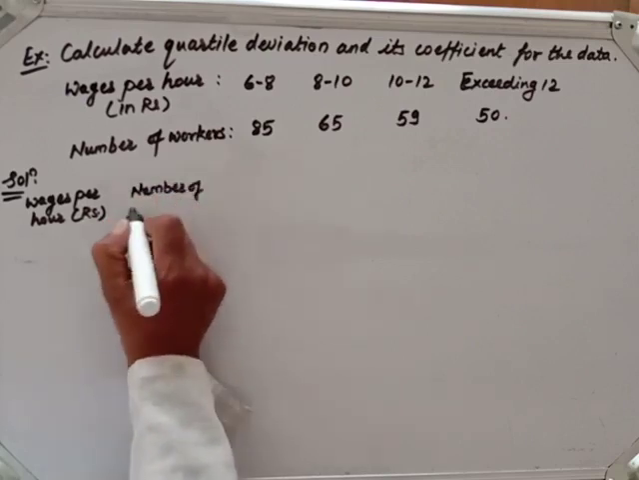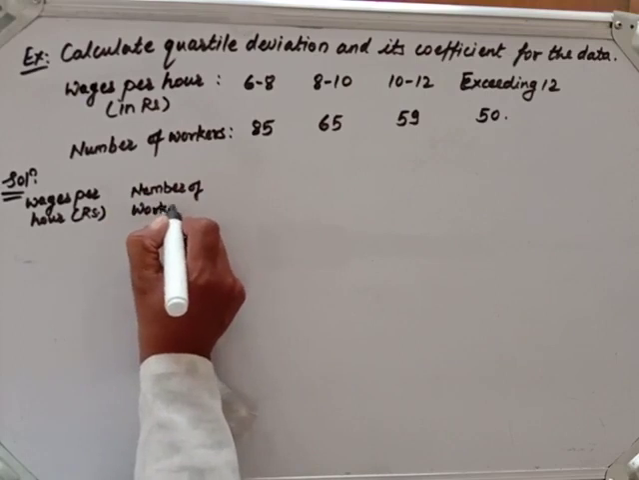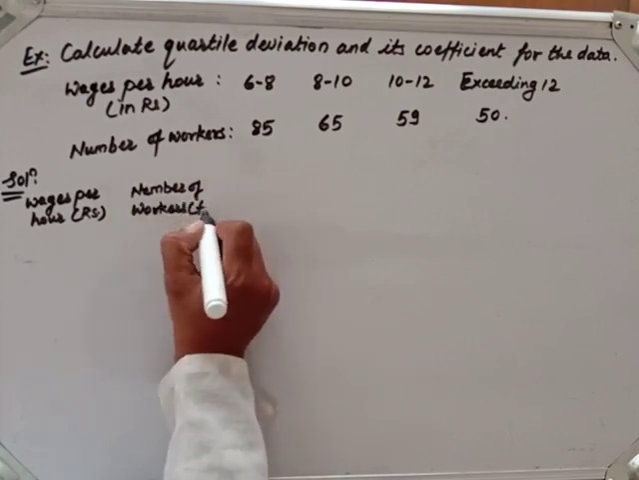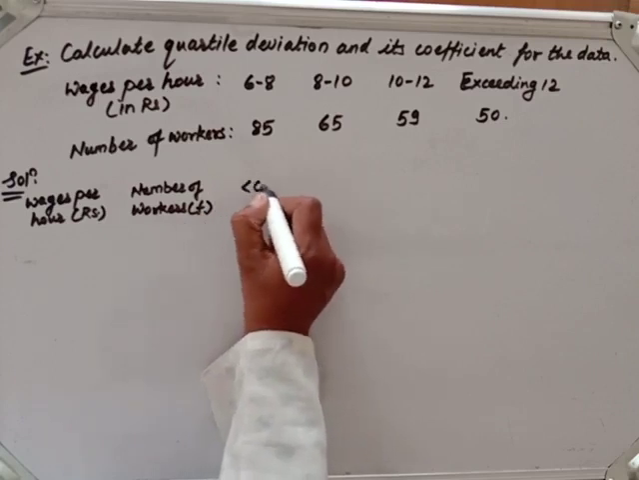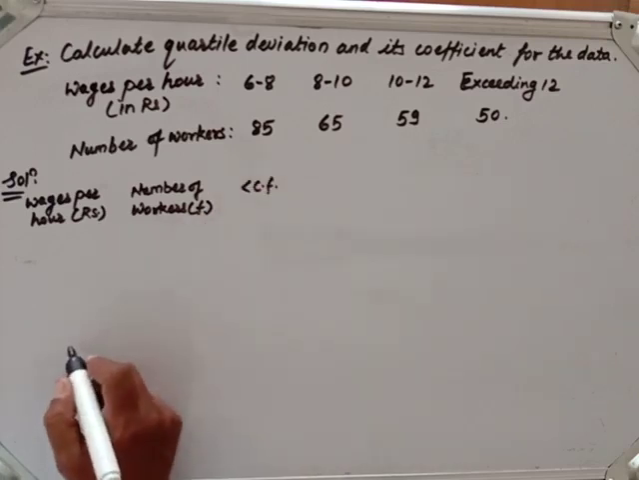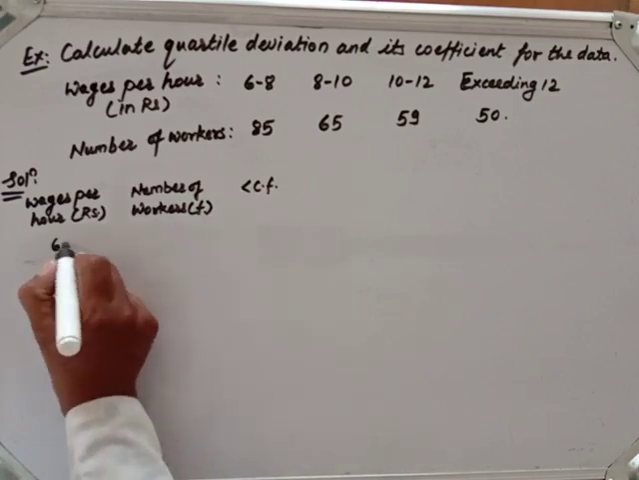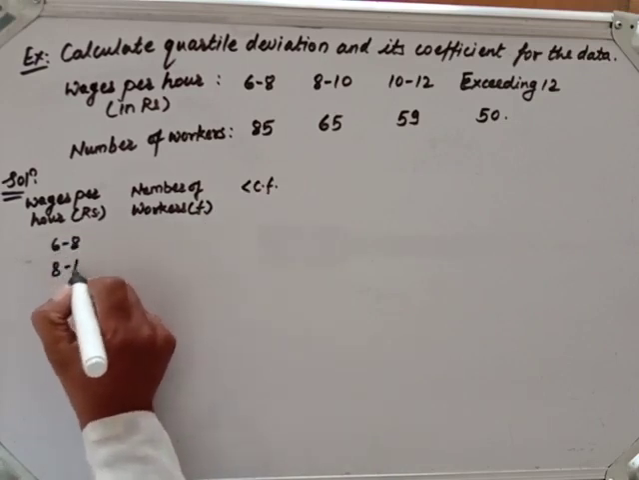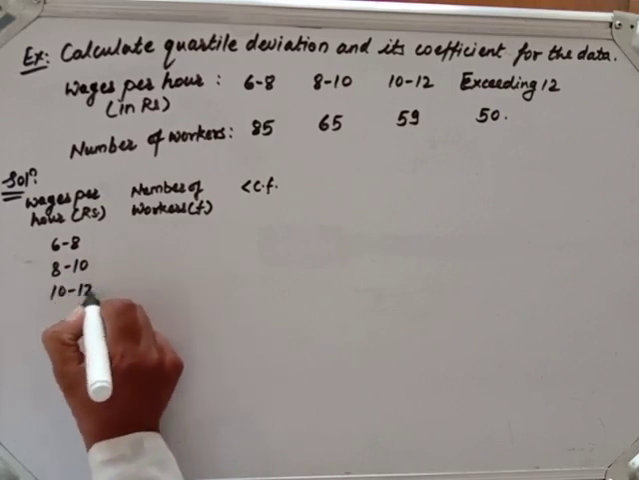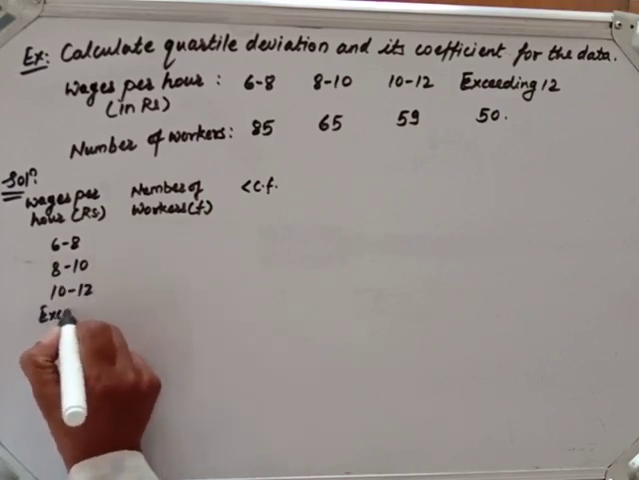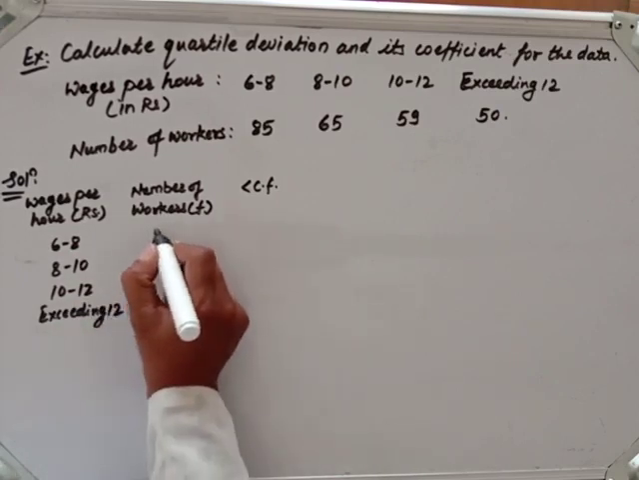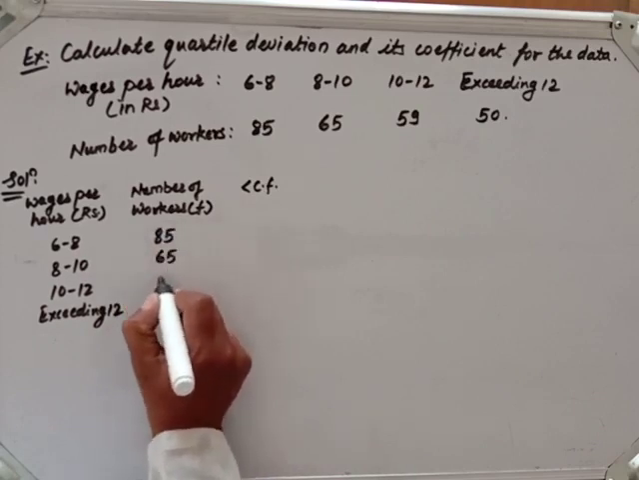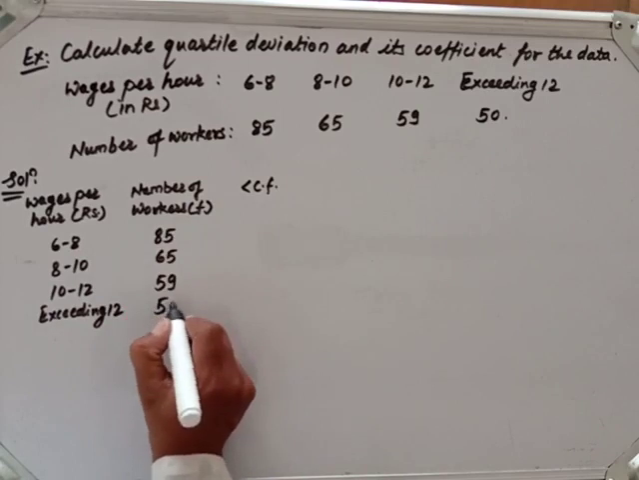Number of workers are nothing but the frequency here. Frequency and less than cumulative frequency are also needed. Fine. So wages per hour are 6 to 8, 8 to 10, 10 to 12 and exceeding 12. The number of workers are 85, 65, 59 and 50.